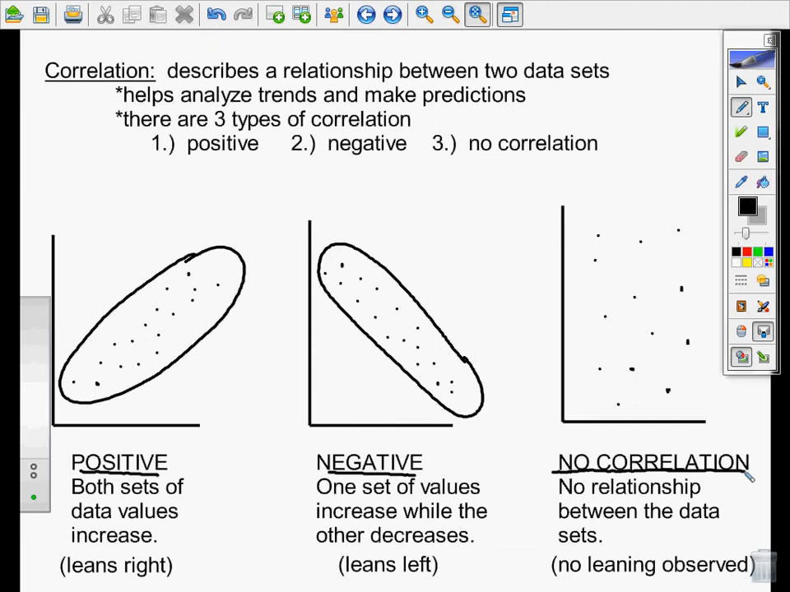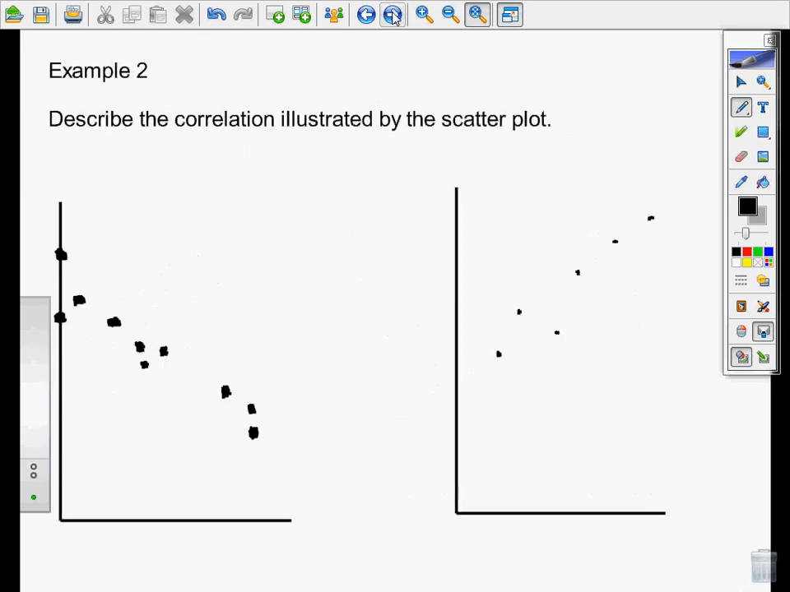Okay, so the goal today in this example, and you can go ahead and flip to the next page, is if I gave you a graph, could you describe the correlation that's illustrated? Here on the left side, I'm going to change colors just to make it stand out a little bit more. Do you see how this cluster of points is leaning back towards the left? So how would you characterize this correlation? Is it a positive correlation, a negative correlation, or is there no correlation evident?